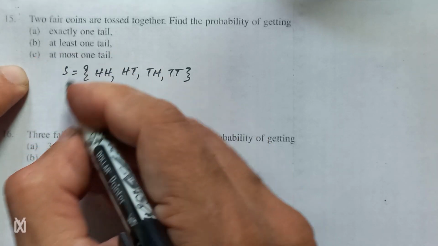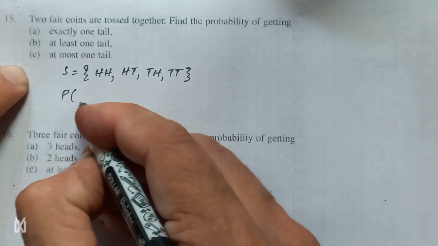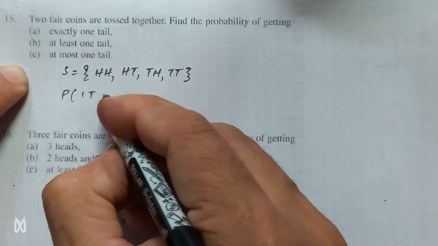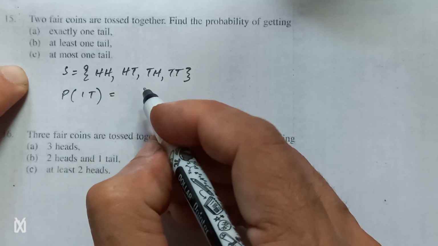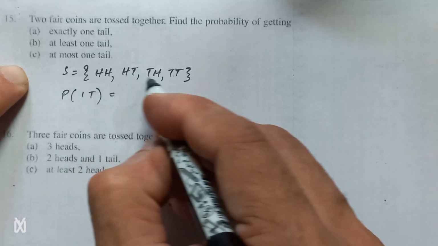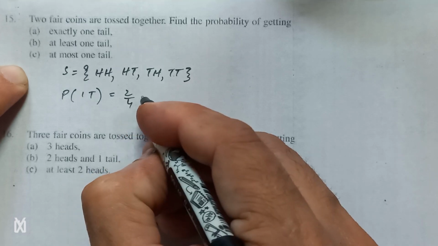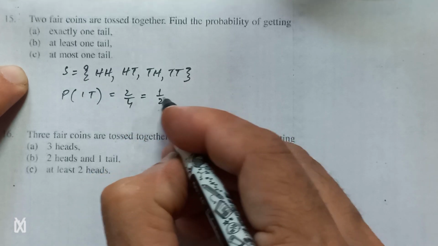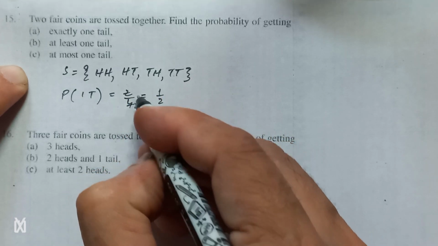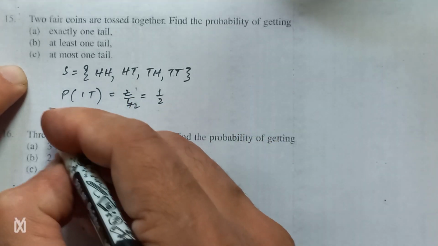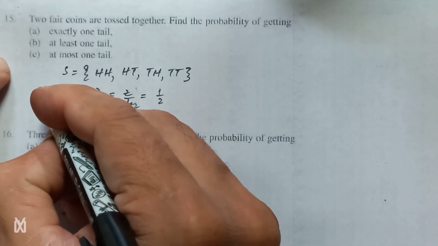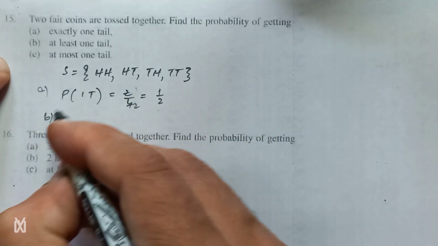Now probability of exactly one tail. So exactly one tail has two favorable outcomes and four total outcomes are there. So 1 by 2 is the answer. This is A part. Now the B part.